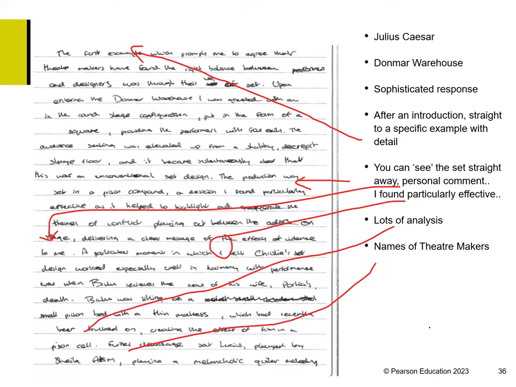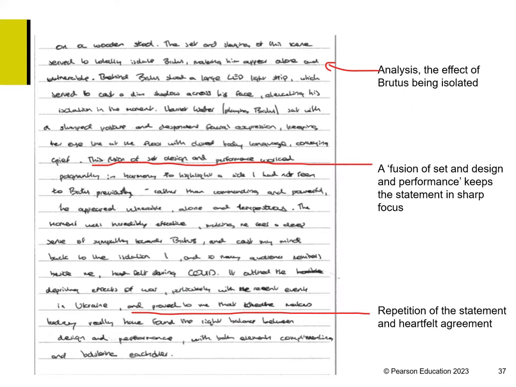And I know these are just snapshots, but you can see here in two-thirds of a page from what's probably a 5 or 6 page response that there's lots of depth and detail here. These are the things that we are looking for. So this example here, still the same production of Julius Caesar at the Donmar.